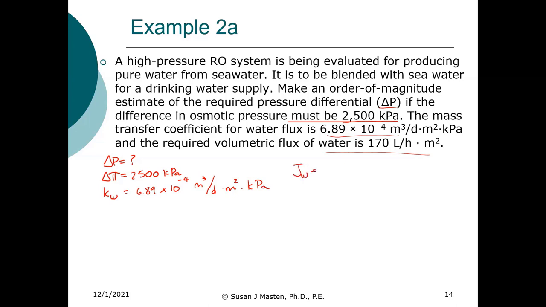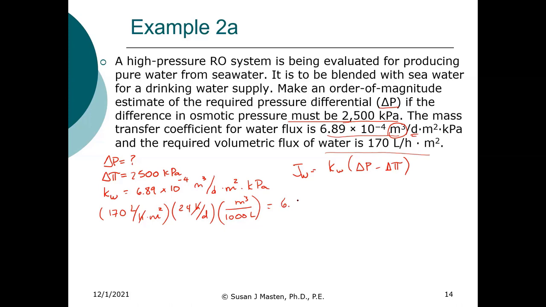Okay. And the flux of water is equal to Kw times the difference between our transmembrane pressure and our osmotic pressure differential. So we need to make sure we've got the same units. We've got 170 liters per hour per meter squared. We're going to put everything in days because we've got days here. So we have 24 hours per day. Hours cancel, and we have meters cubed, so we'll convert. We have 1,000 liters per meter cubed, and that is equal to 6.89 times 10 to the minus 4 meters cubed per day per meter squared of membrane surface per kilopascal.